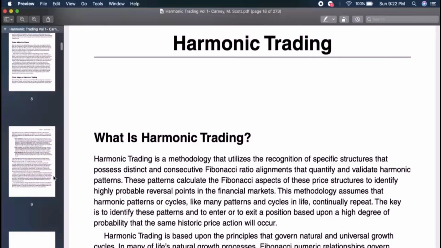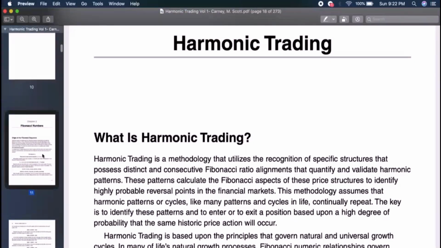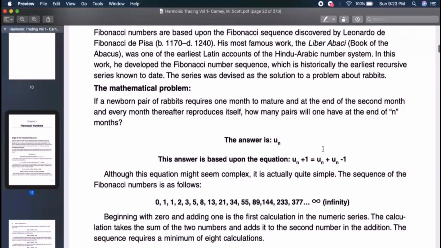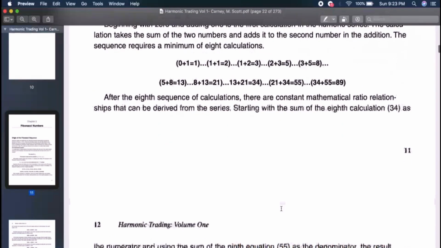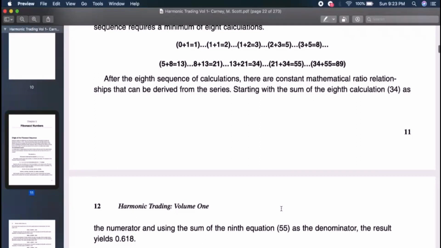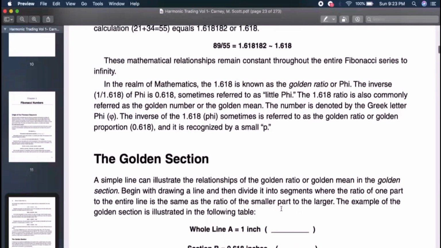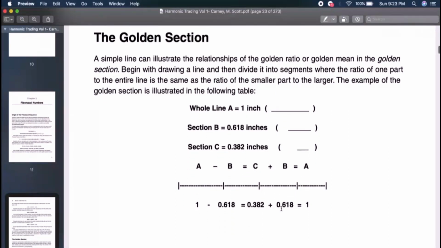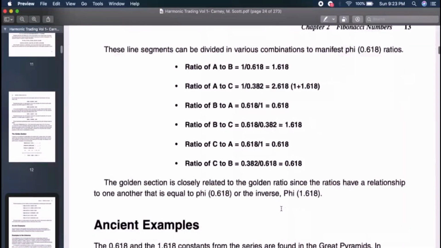I just want to give you guys a little introduction to exactly what harmonic trading and Fibonacci numbers are. So the Fibonacci sequence was discovered by Leonardo Fibonacci de Pisa, as you can see right here in his famous book Liber Abaci. It was a mathematical sequence where he discovered a certain pattern that repeated into infinity, and he found it in different places in nature throughout the universe, right?